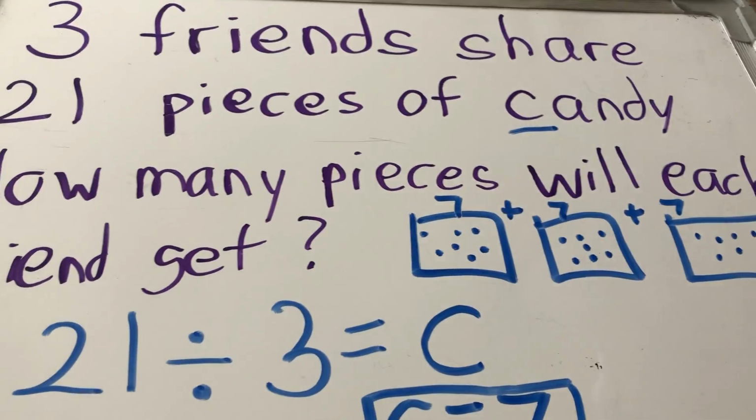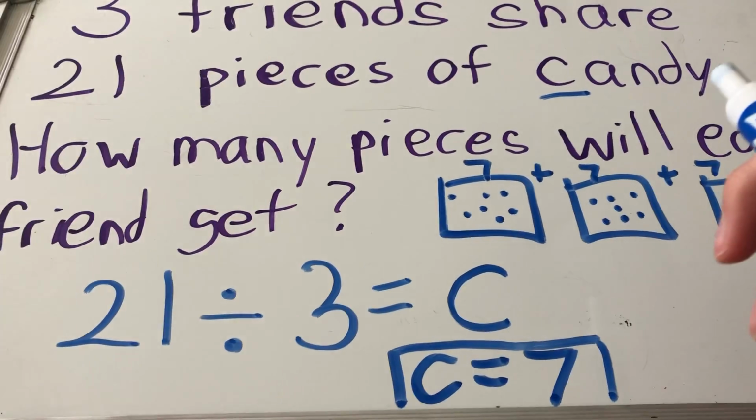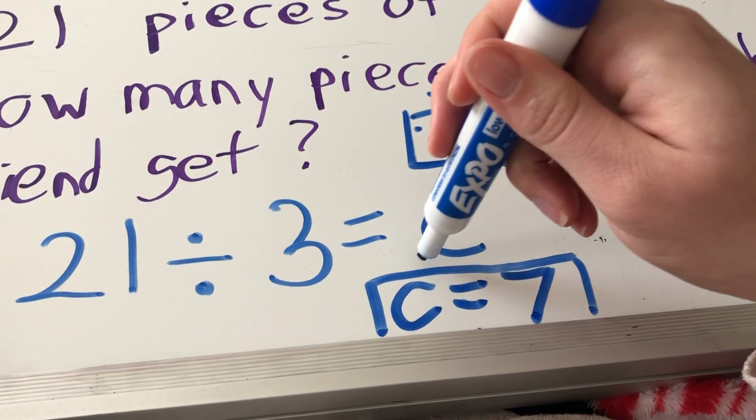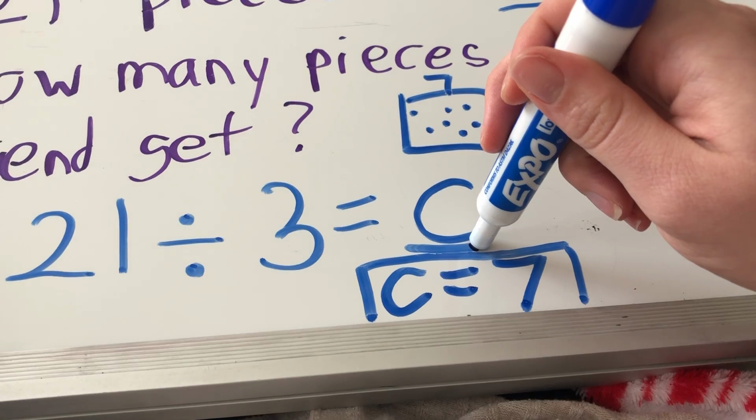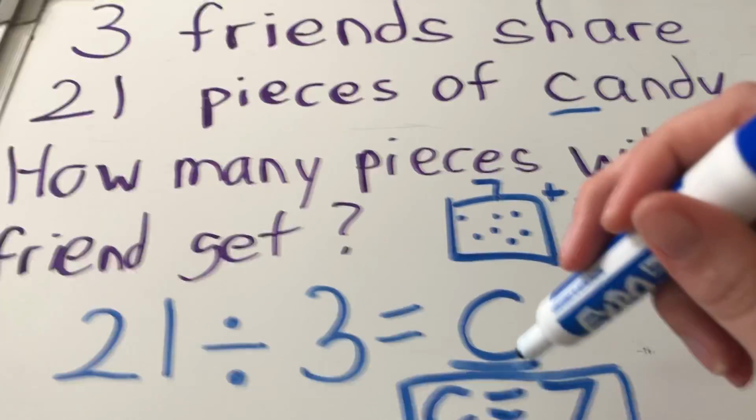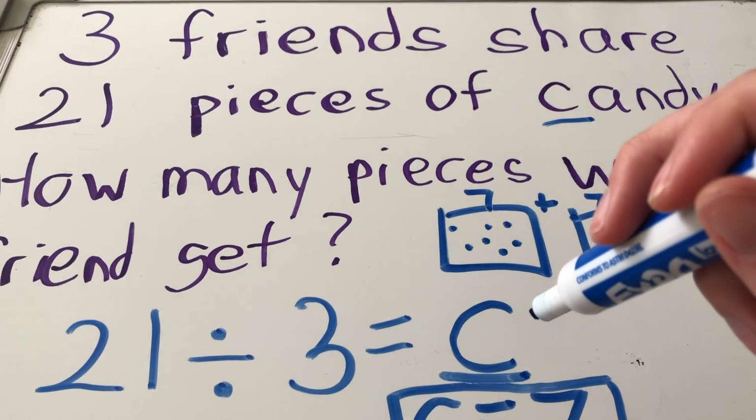All right, we're going to solve more problems. And when we have the number that we're solving for, our unknown number, instead of just a blank, we are going to use a letter. All right, let's continue.